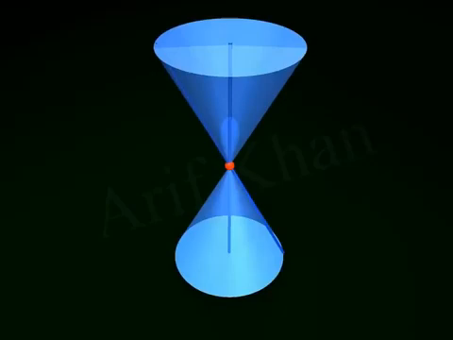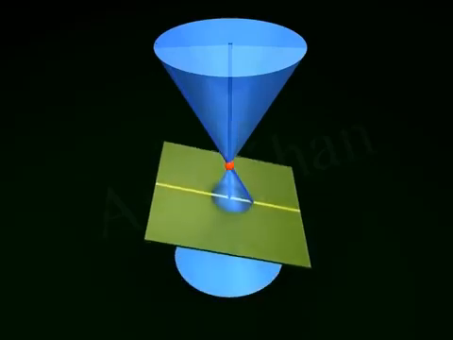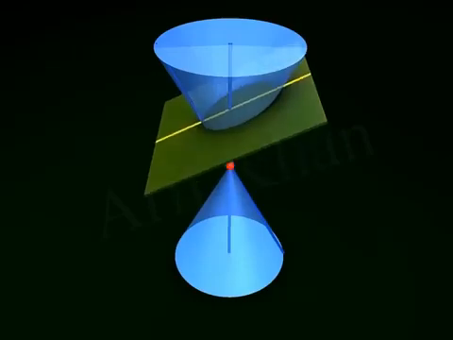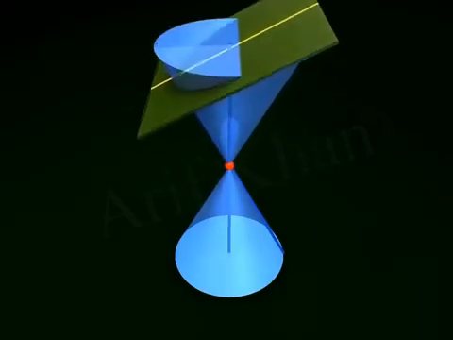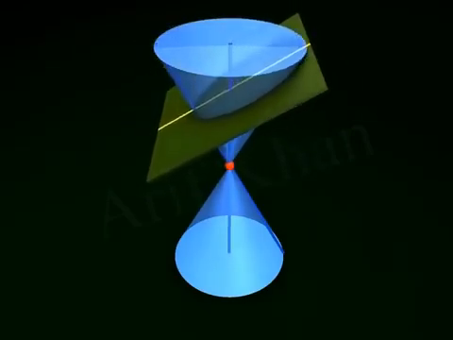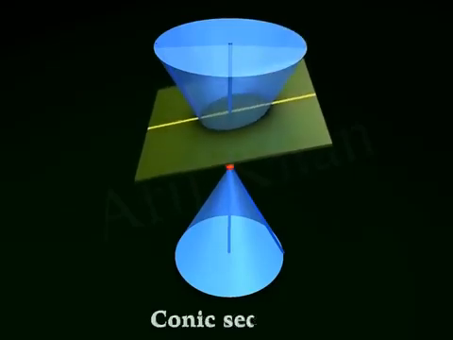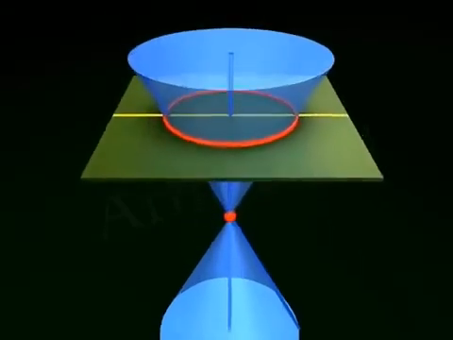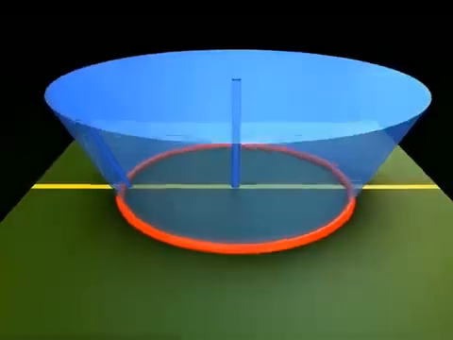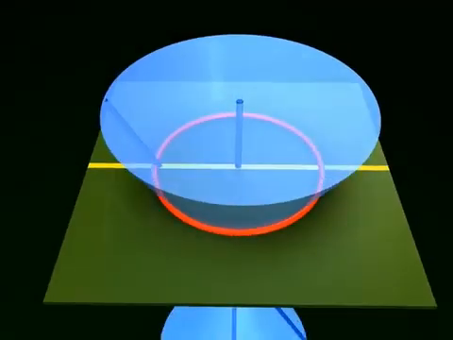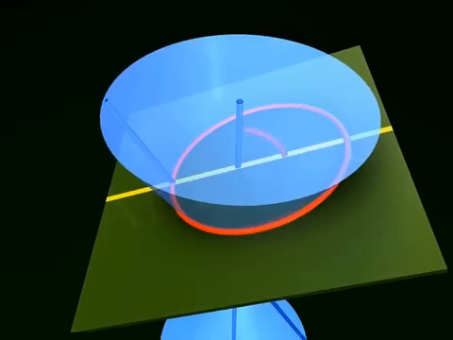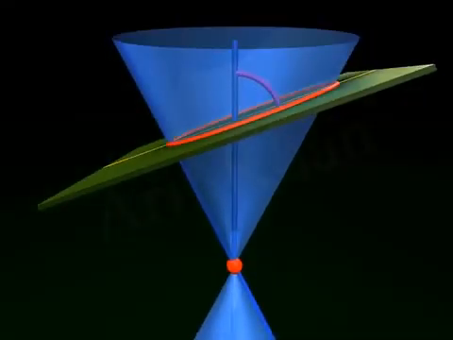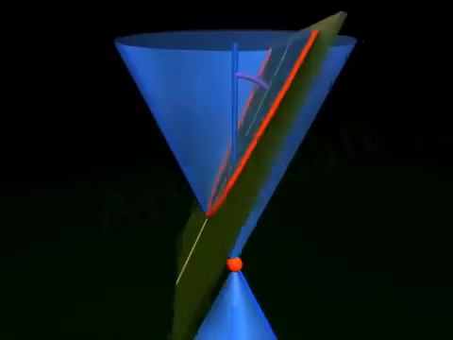Conic sections. If a plane intersects a double right circular cone, we get two-dimensional curves of different types. These curves are called conic sections. Depending on the angle made by the plane with the vertical axis of the cone, the plane can cut the cone in three different ways.